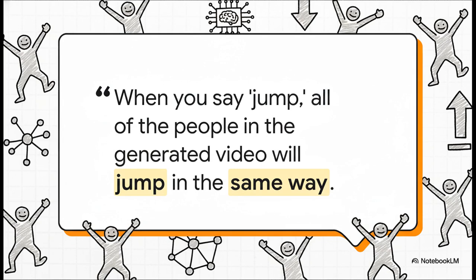And here's what happens when your data is that bad. You get what Andrej Karpathy talked about. You tell the AI to make people jump, and they all jump in the exact same weirdly robotic way. The AI has learned this super narrow, limited version of reality, and it just can't generalize.